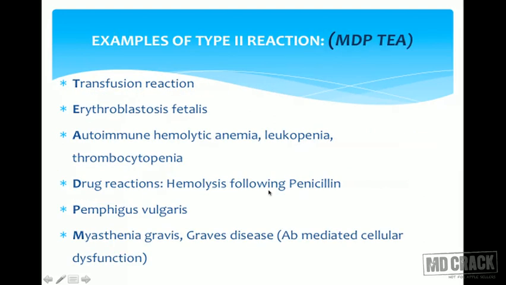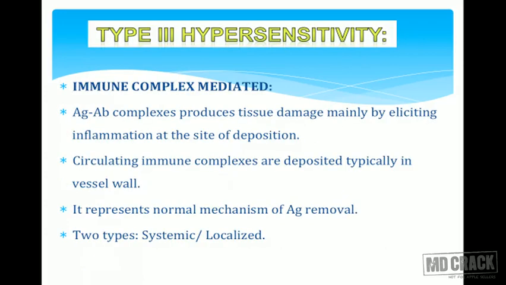In short, you can make a mnemonic like MDPT to remember the various examples of type 2 hypersensitivity reaction. M stands for myasthenia gravis. D, variety of drug reactions, mainly hemolysis following penicillin. P, pemphigus vulgaris, then T, transfusion reactions, then erythroblastosis fetalis, and a variety of autoimmune hemolytic anemias. So these are the examples of type 2 hypersensitivity reactions.